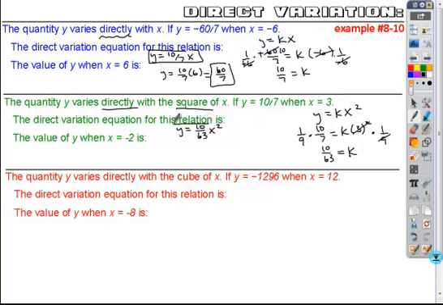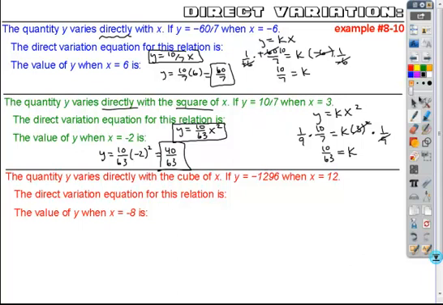Make sure you complete the exact equation. And then when I evaluate it, I plug in the -2. So I get y equals 10 over 63 times -2 squared. When I simplify what I have, -2 squared is 4, times 10 is 40 over 63. Nothing cancels from that, and so that would be my solution.